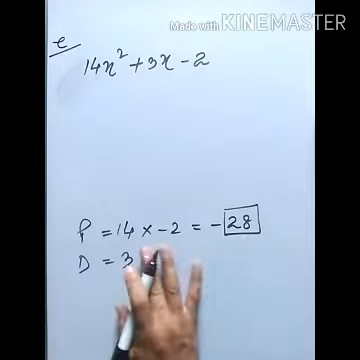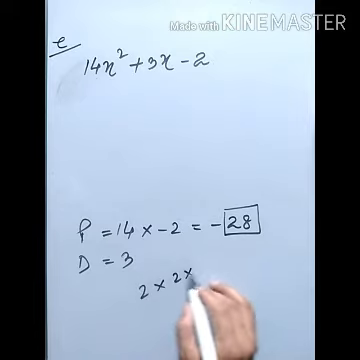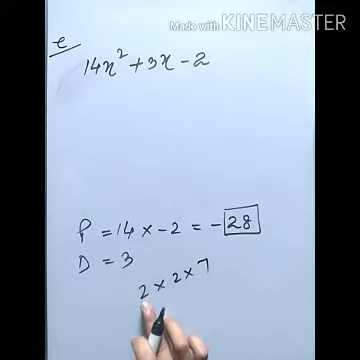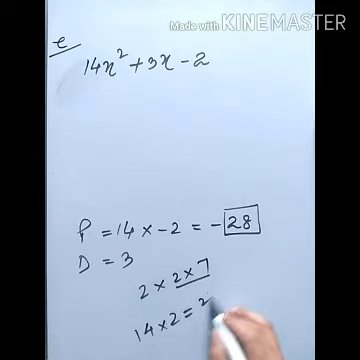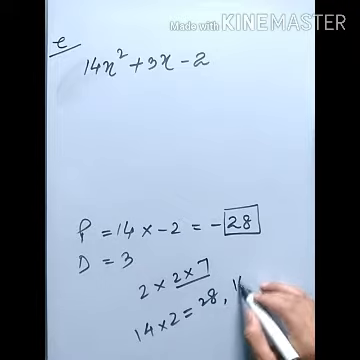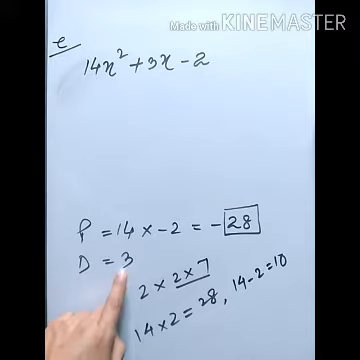28. If you factorize, I'm sure you'll get 2 into 2 into 7. If I take these two alone and the remaining is 2 into 7, 14, then 14 into 2 will give 28. But their difference, 14 minus 2, will be 10. But we want to get 3.